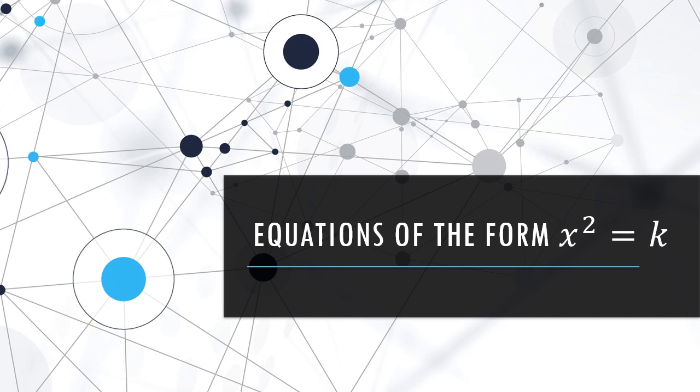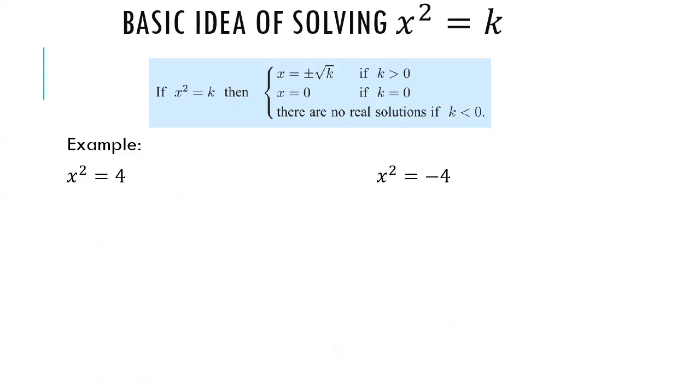Okay, equations of the form x squared equals k. This is a topic from Algebra 1 / Algebra 2 days. It's just a little refresher. When you're solving an equation like this, this is a very basic form of it. You can see up here in blue it says if x squared is equal to k, so x squared equals some number, and you have a few different outcomes.